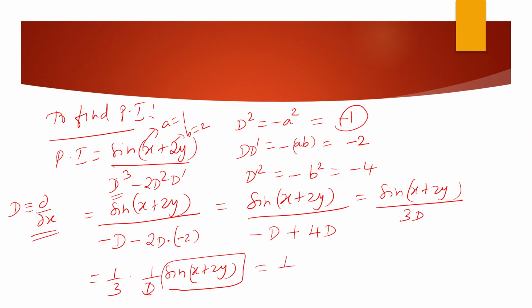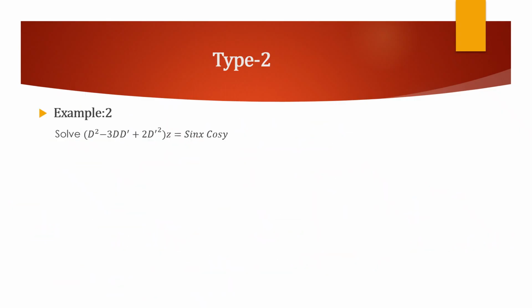So what we get from this is 1 by 3 into, since the integration of sine is minus cos, minus cos of x plus 2y. It is with respect to x, so the x term becomes 1. So this is our particular integral. Finally we can write our complete solution as z is CF plus PI. That's it. So this is our second example.